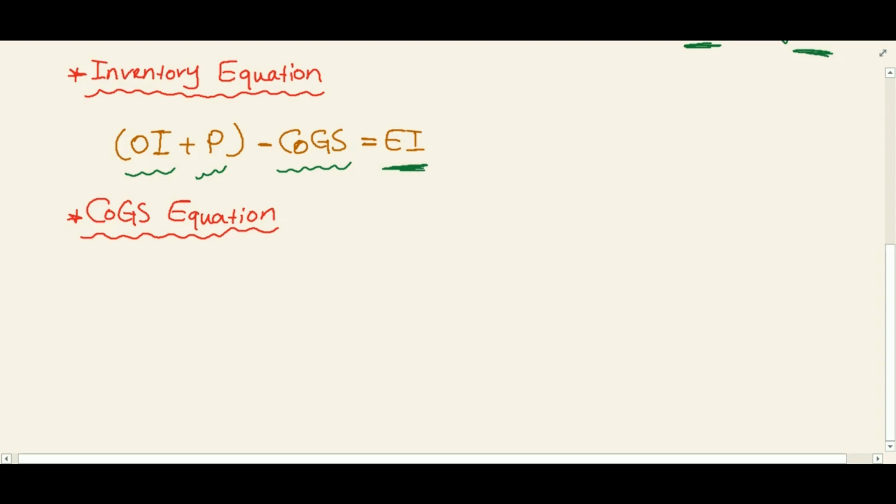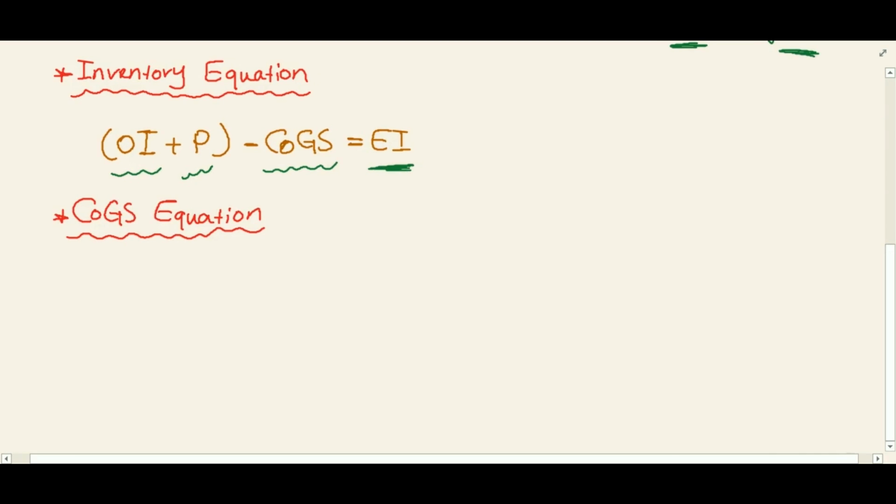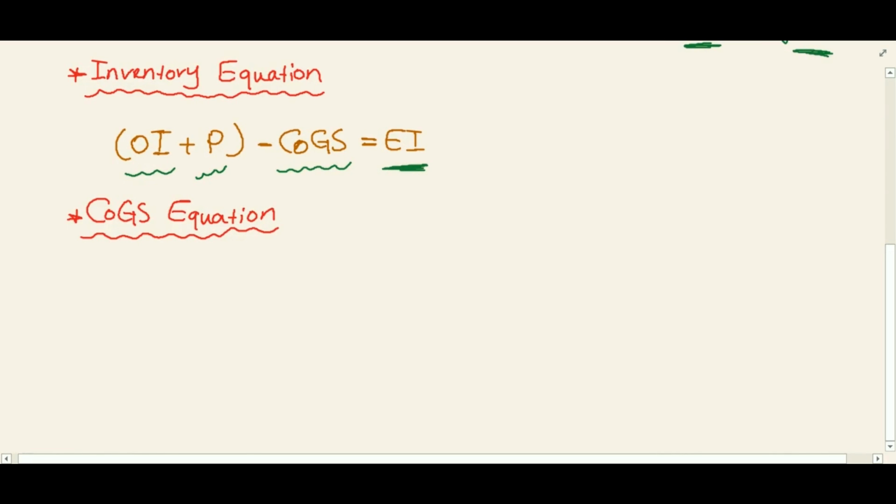I will derive from this equation the equation of cost of goods sold, then I will explain both equations. So if we need to solve for cost of goods sold from the same equation, we will say cost of goods sold equals opening inventory plus purchases minus ending inventory.